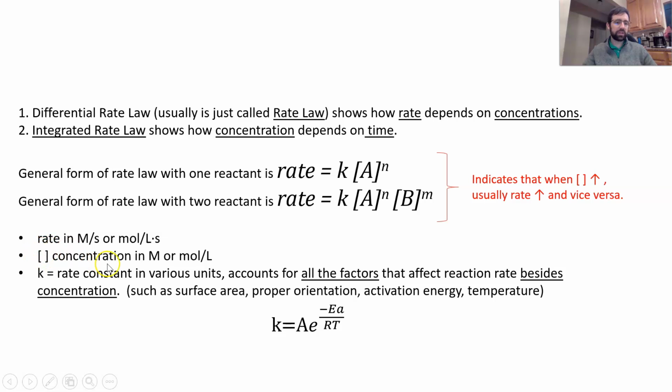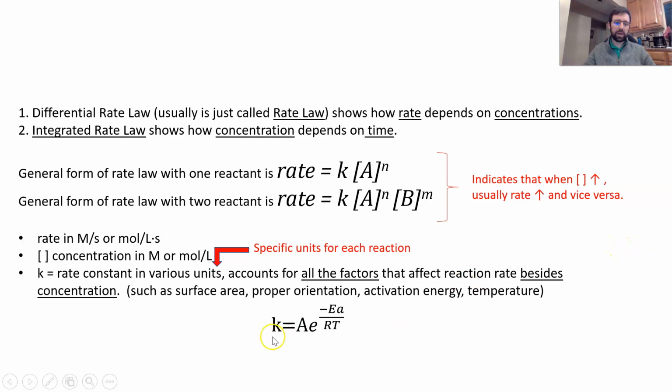The brackets mean concentration in molarity or moles per liter. Molarity and moles per liter mean the same thing. And K is the rate constant. It has various units that are specific for each reaction. The K value, that rate constant, accounts for all the factors that affect reaction rate besides concentration. So things like surface area, proper orientation, activation energy, temperature, and so on.